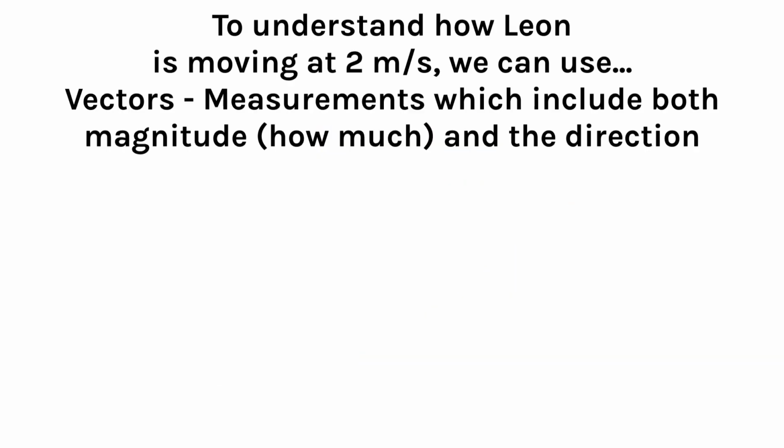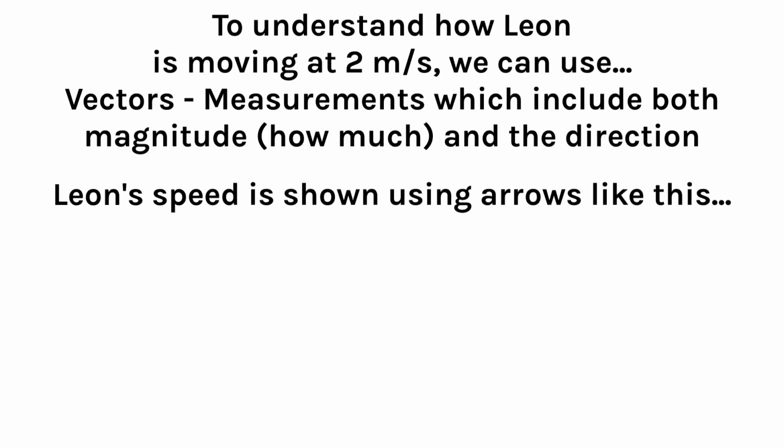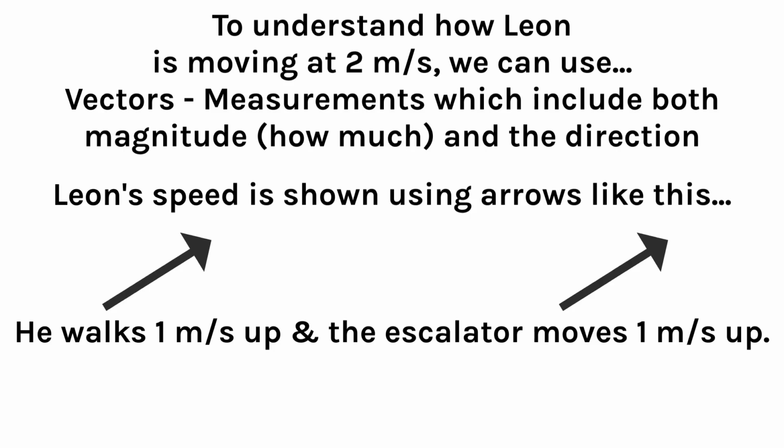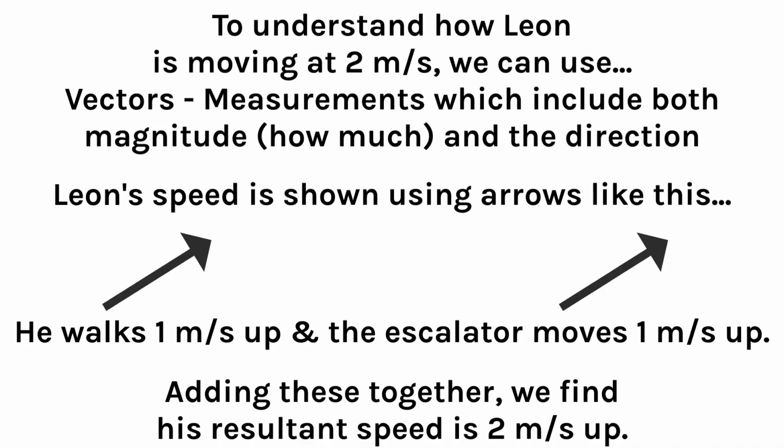To understand how Leon is moving at 2 meters per second, we can use vectors, measurements which include both the magnitude, how much, and the direction. Leon's speed is shown using arrows like this. He walks 1 meter per second up, and the escalator moves him 1 meter per second up. Adding these together, we find his resultant speed is 2 meters per second up.